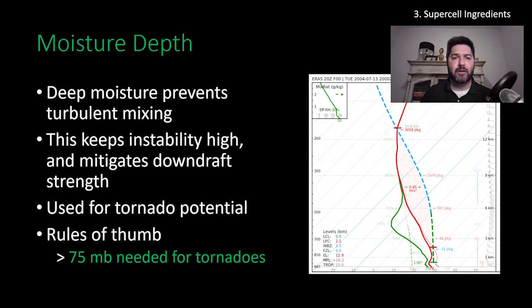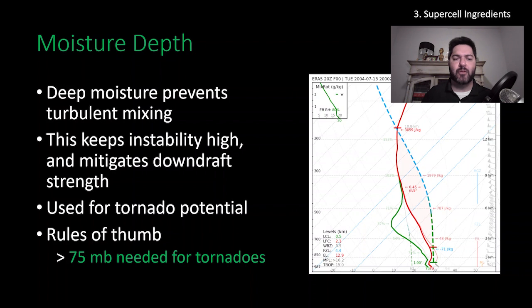Moisture depth. Now, deep moisture prevents turbulent mixing. So we really do want that nice elevated mixed layer, those steep lapse rates that we've talked about. But often that is a double-edged sword because it also brings pretty dry desert southwest air, right? And if the convective mixing is strong enough, you'll mix some of that dry air down to the surface, and that will degrade the quality of the moist layer beneath it.